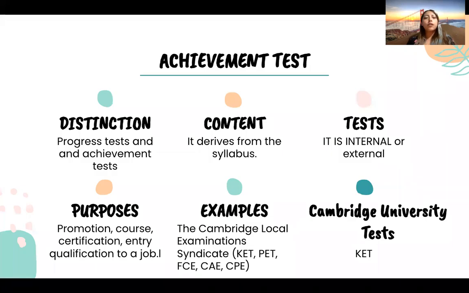Achievement test, we're going to identify the distinction, content, test, purposes, and examples. We could start with distinction: there is a progress test and an achievement test. The content derives from the syllabus, and the test is internal or external. There are two types. The purposes could be promotion, course certification, entry qualification to a job, and some examples could be KET, PET, FCE, CAE, or CPE. Another example could be a Cambridge University test like KET.